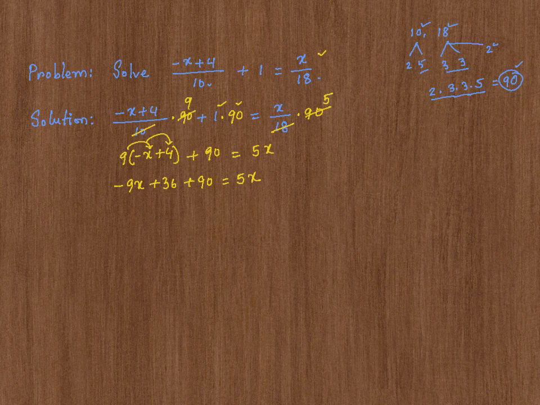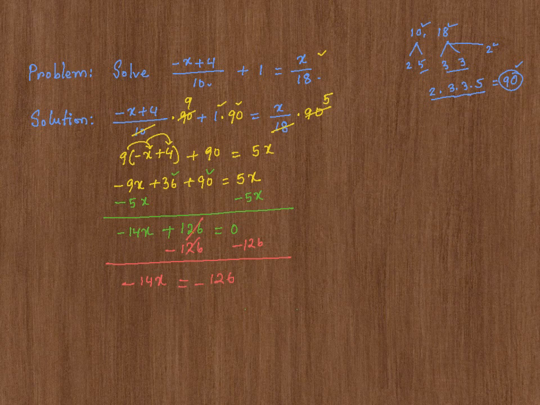Now I'm going to bring the x terms to one side and constants to the other. Subtract 5x from both sides. If I did that, I get negative 14x plus 126, because 90 plus 36 is 126, is equal to 0. Now I'm going to subtract 126 from both sides. If I did that, I get negative 14x, this and this cancel out, is equal to negative 126.